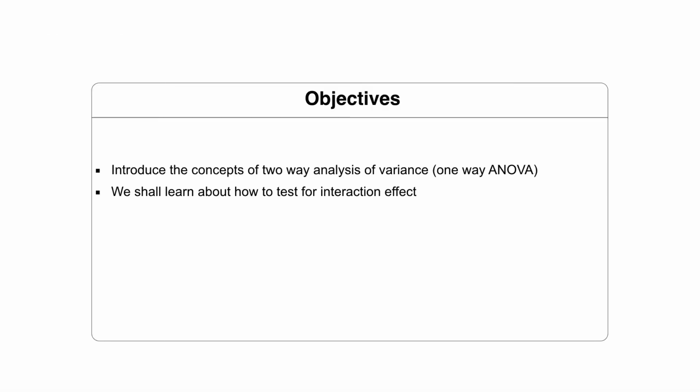I'm going to introduce you to the concepts of two-way analysis of variance, which is kind of shaped after one-way analysis of variance. While we have already discussed how to conduct one-way ANOVA, we're going to have two such categorical variables, two or more such categorical variables, and we'll learn from that experience.